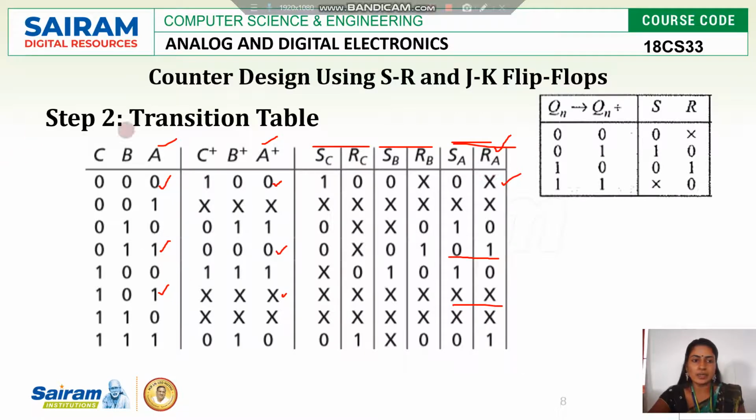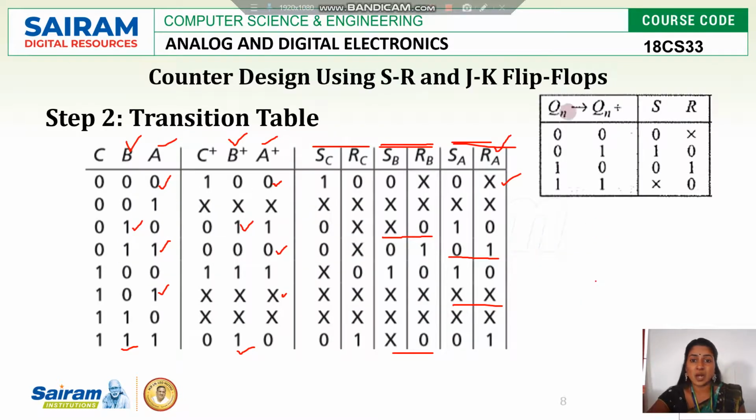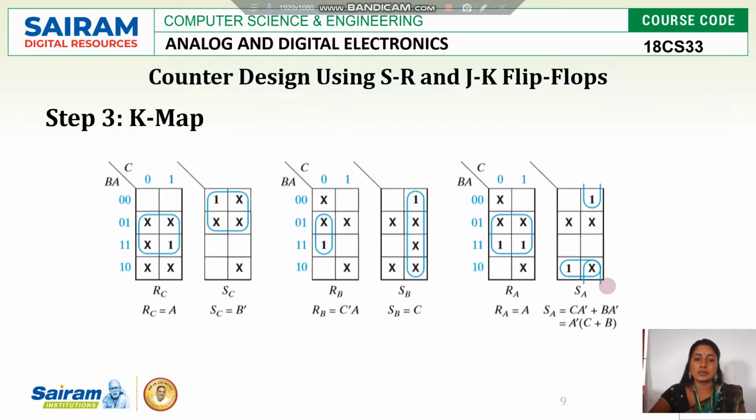And then B we will check. B and B plus I am taking to write SB and RB. Okay. 1 and 1. 1 and 1 means X and 0. Okay. Then I'll check 1 and 1 again. X and 0. So like that we will complete the transition table. Then K-maps. How many K-maps for this? 6 K-maps. RA, SA, RB, SB, RC, SC. So totally 6 K-maps. All the 6 K-maps.